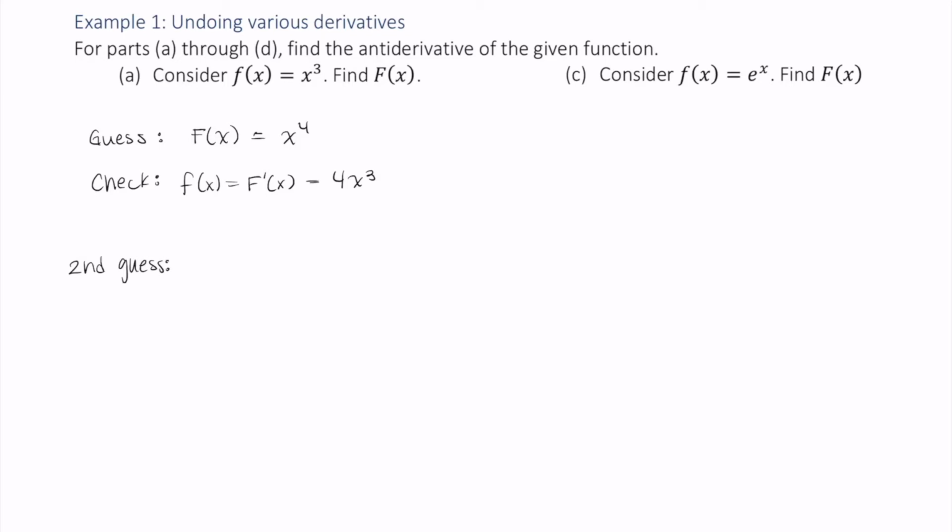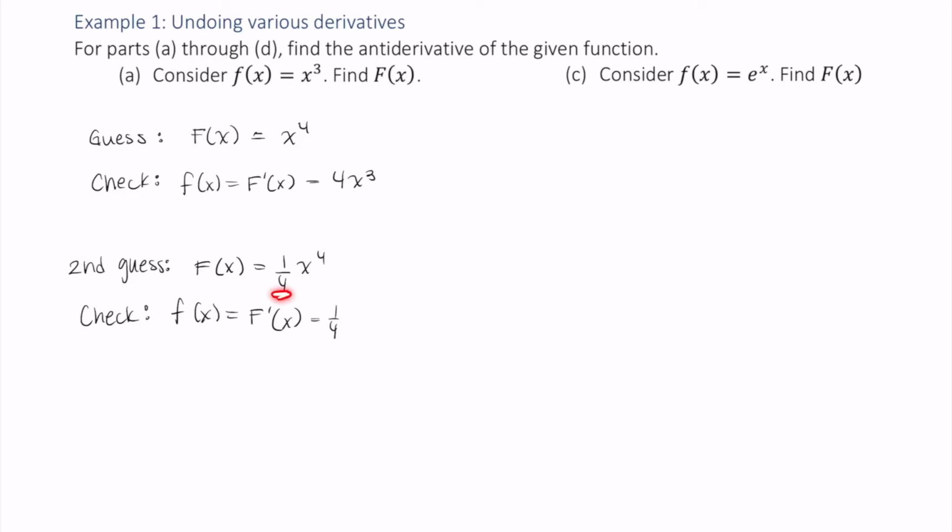And clearly, we need the reciprocal of 4 somewhere in our function big F. So I'm going to write big F of x is equal to 1/4 x to the 4th power. Now let's check. Little f is equal to big F prime, which is equal to 1/4. And actually, I'm going to stop here and fix my little f. It's very messy. There, now I can continue.